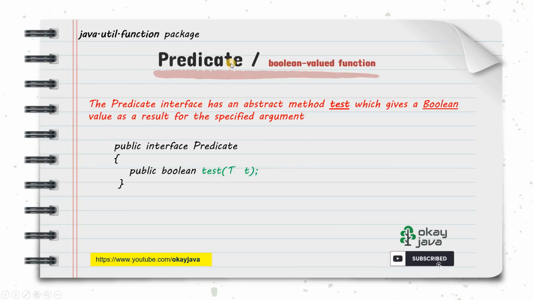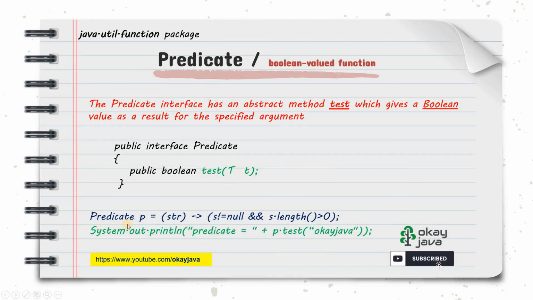So predicate, as I told you earlier, is a Boolean valued function. So what does it mean? Anytime you just need to check for a condition and you are expecting either true or false, then you can use predicate. All right, now let me give you an example.